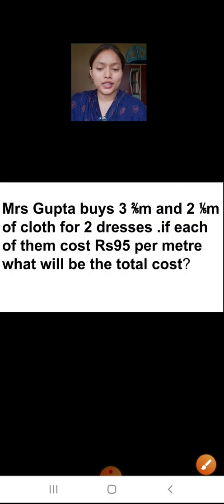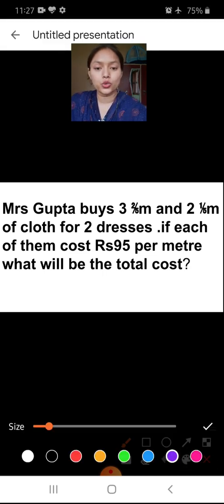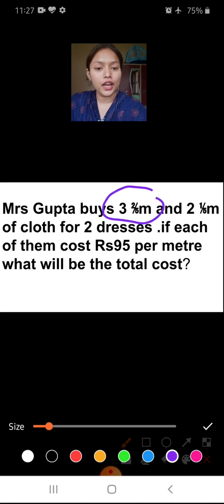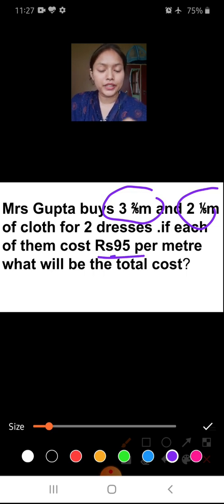Now question number 2. Mrs. Gupta buys 3 whole 2 upon 5 meter and 2 whole 1 upon 5 meter of cloth for 2 dresses. If each of them costs rupees 95 per meter, what will be the total cost? Now Mrs. Gupta bought 2 pieces of cloth for 2 different dresses. Each of them is costing 95 per meter. So you have to find the total cost of the dresses.